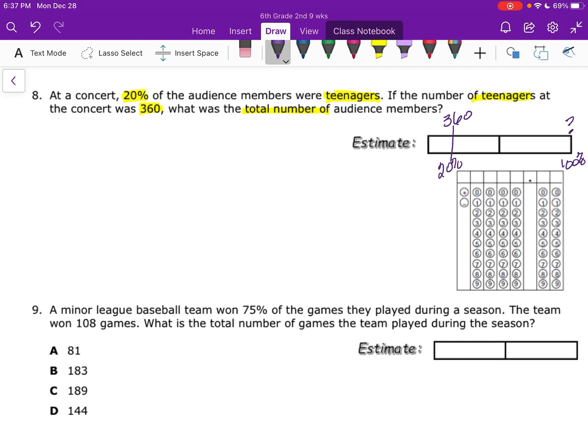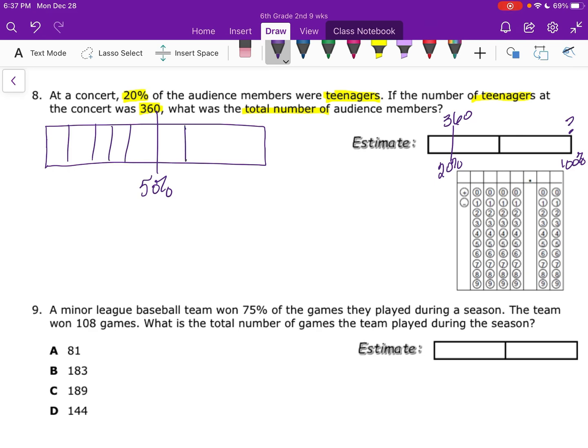All right, so let's set up our proportion. Well, actually, we could do the bar because it is 20%. So let's put our 50 and then 4 lines. 1, 2, 3, 4. 1, 2, 3, 4. So 10%, 20%. That equals 360.